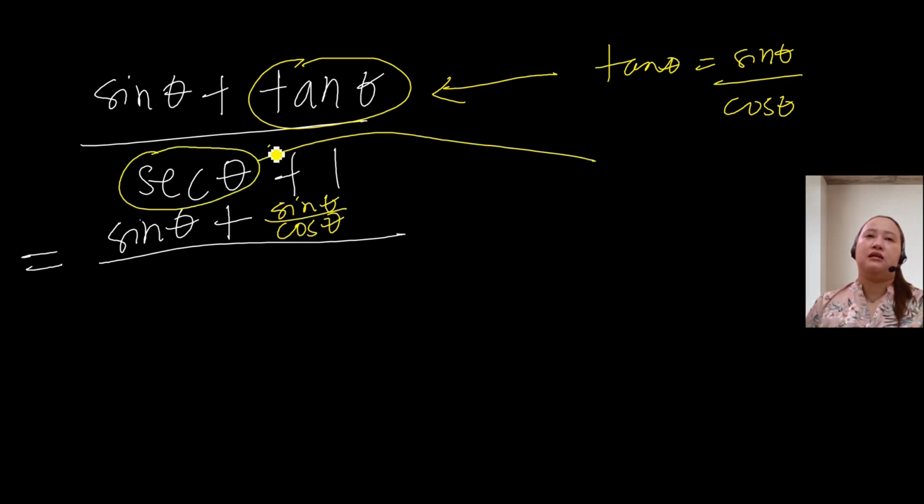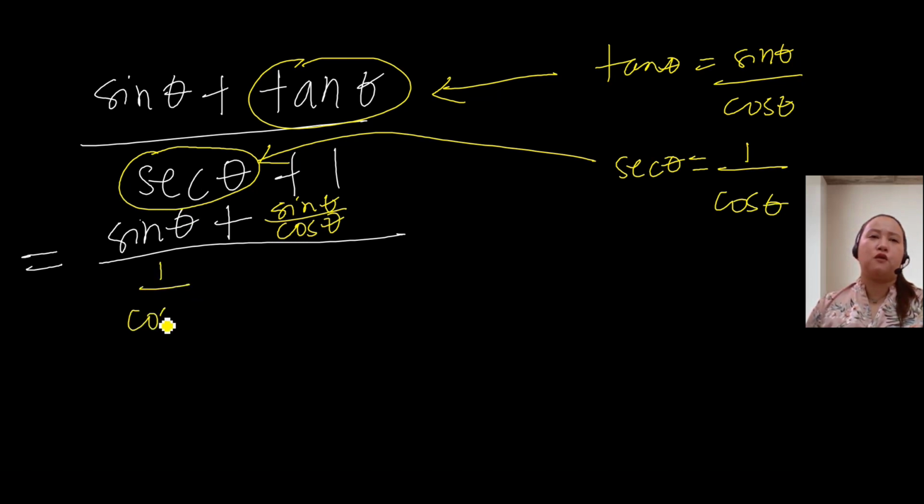Secant theta, this is equivalent to what? So let us identify one identity in which we can have sine or cosine or both. So we can make use of the reciprocal. Secant theta is equal to 1 over cosine of theta. So let us substitute it here. So we have 1 over cosine theta. Then just copy the rest. So we have the plus 1. That's it.